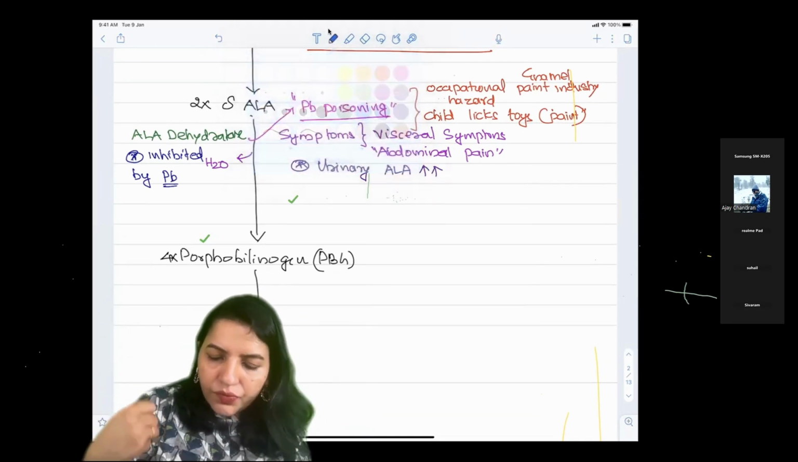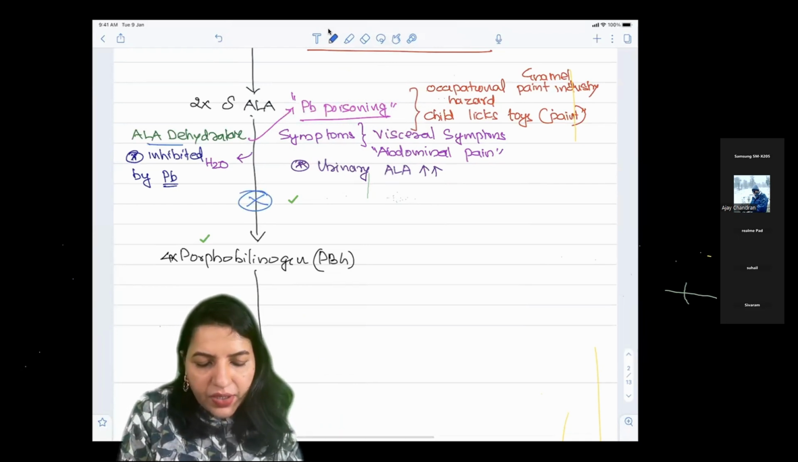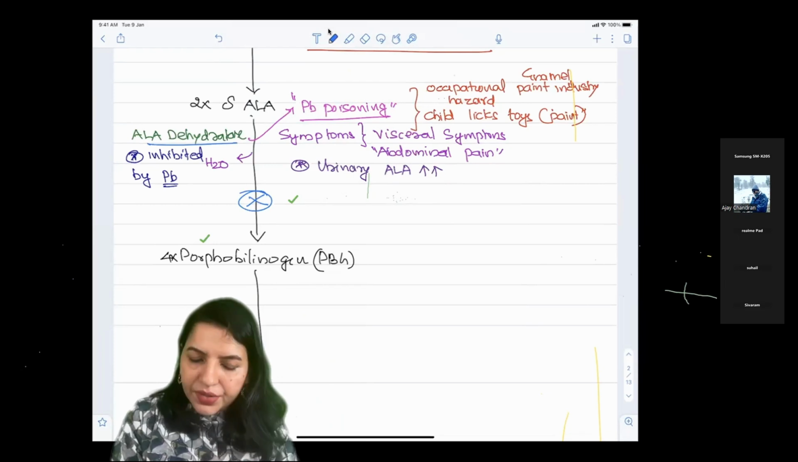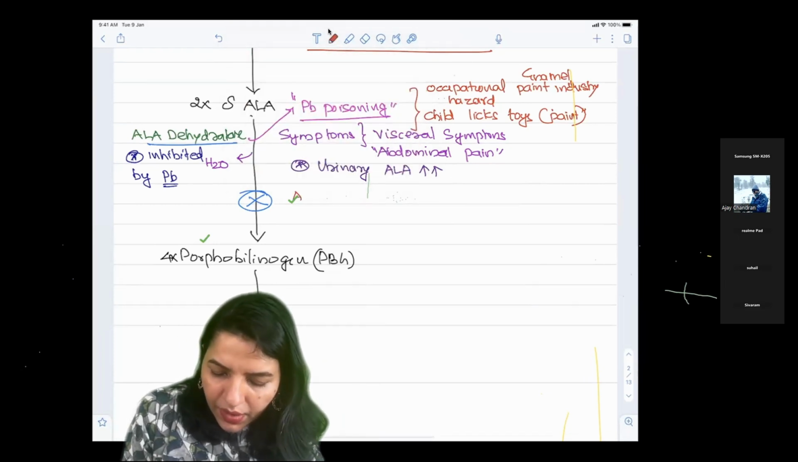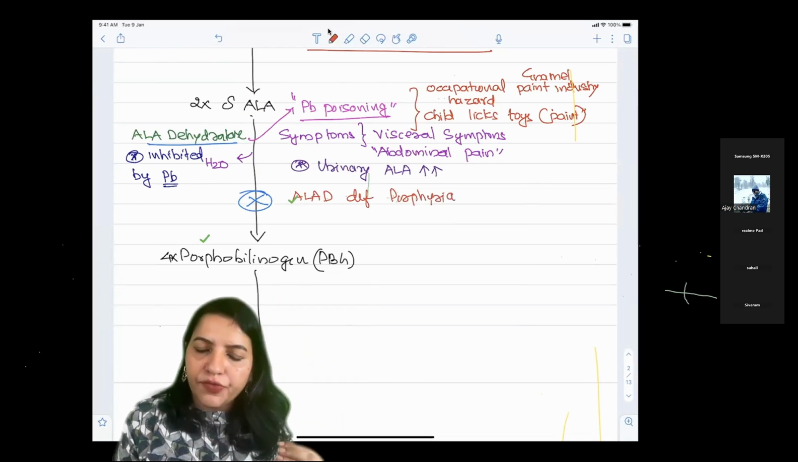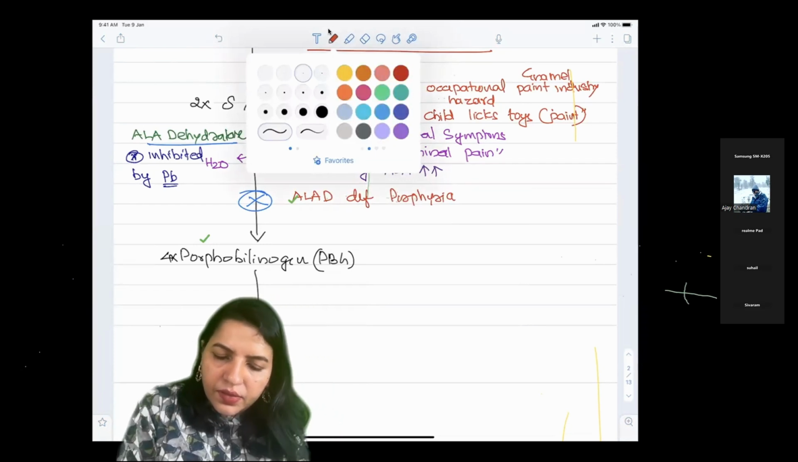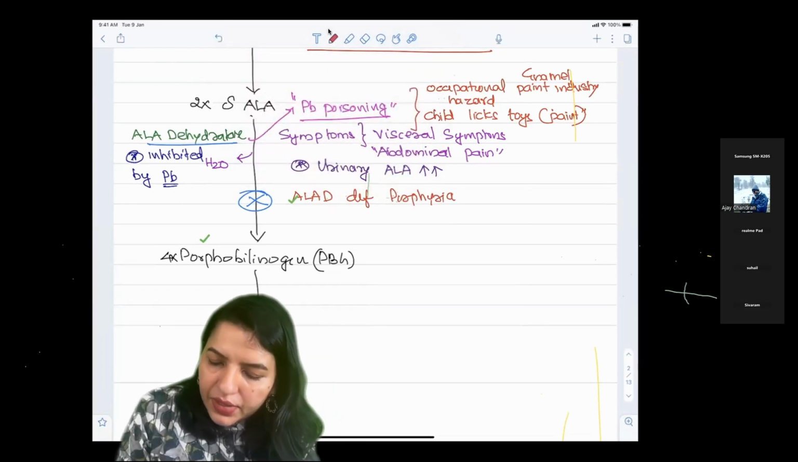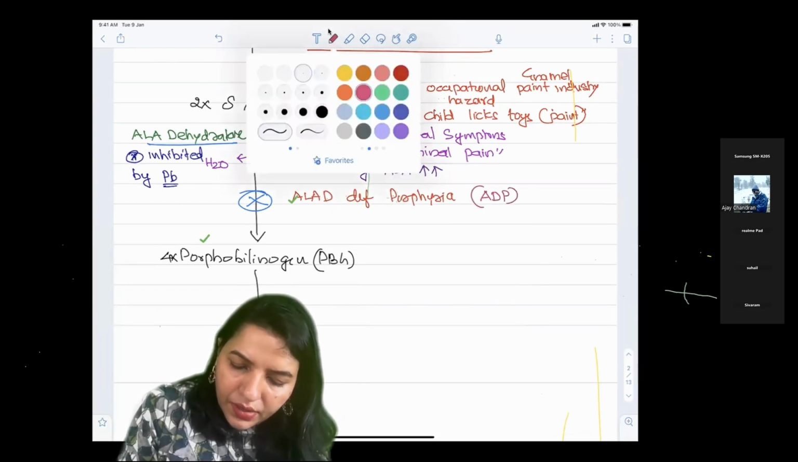Okay. Now we come to what is next. Is there any porphyria if there is a defect in this enzyme which is called ALA dehydratase? Yes. That porphyria is called ALA dehydratase deficient porphyria. ALA dehydratase deficient porphyria. Okay. And this is otherwise written as ADP.